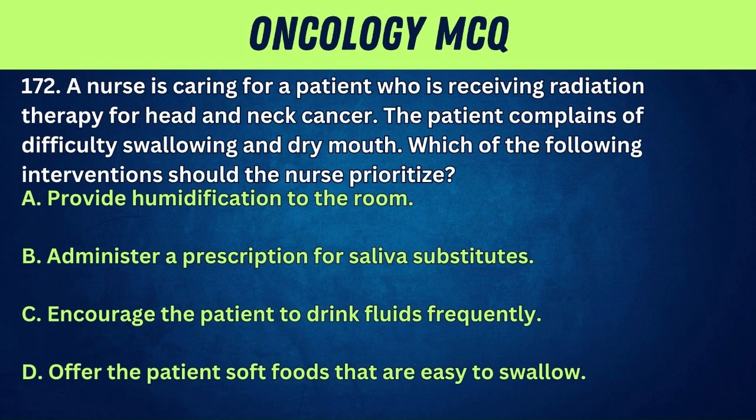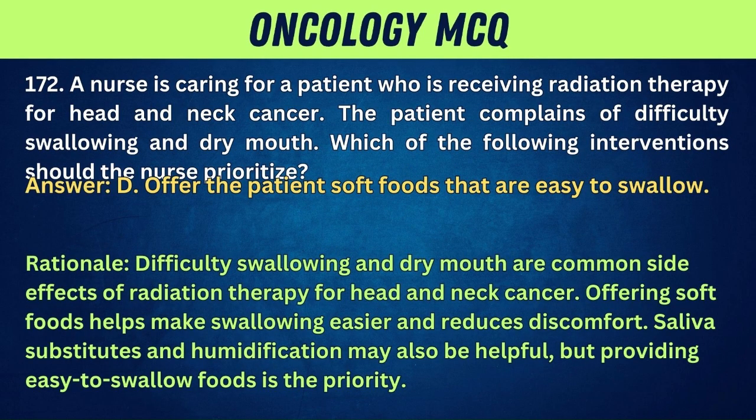The patient complains of difficulty swallowing and dry mouth. Which of the following interventions should the nurse prioritize? A. Provide humidification to the room. B. Administer a prescription for saliva substitutes. C. Encourage the patient to drink fluids frequently. D. Offer the patient soft foods that are easy to swallow. Answer: D. Offer the patient soft foods that are easy to swallow.